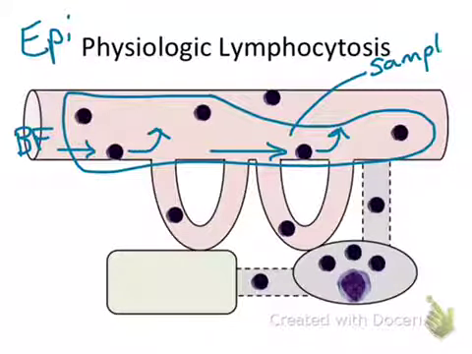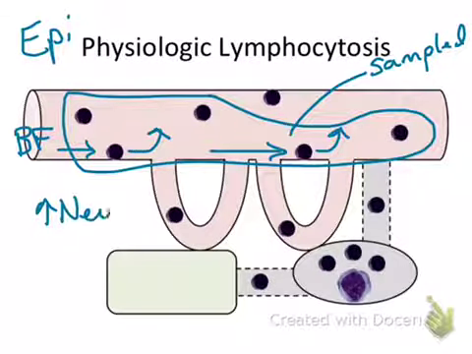a blood draw. Now, there's also other mechanisms that contribute to this physiologic lymphocytosis that you may read in your notes, but the shifting from the marginal pool to the circulating pool is what I want you to concentrate on for testing purposes. Now, along with the physiologic lymphocytosis, remember that it can also cause a neutrophilia, also because there's a shifting from the marginal pool to the circulating pool.